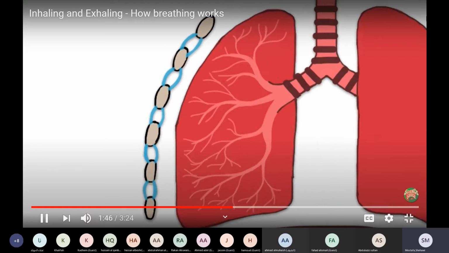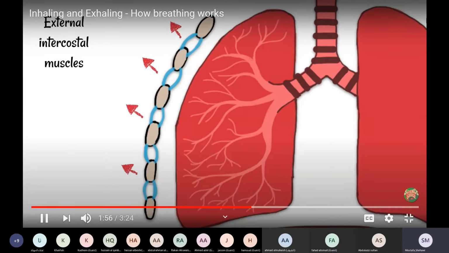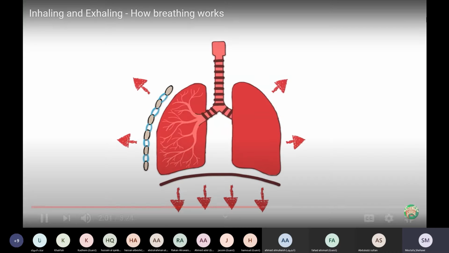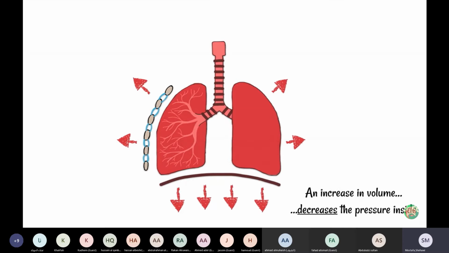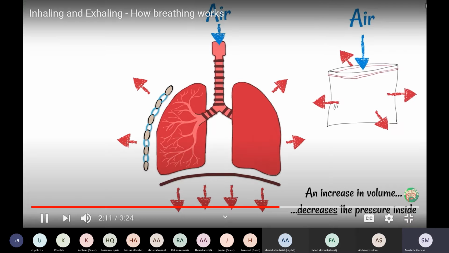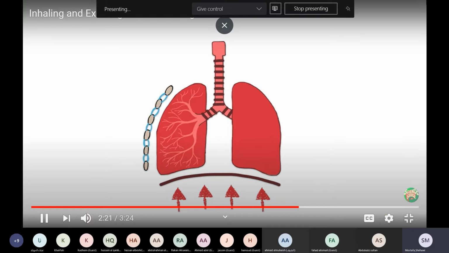Next, let's think about the muscles that are attached to your rib cage. The external intercostal muscles are going to contract, and this will pull your rib cage upwards and outwards. So altogether, these movements will create an increase in volume. An increase in volume decreases the pressure inside, and just like the food bag example, this causes air to enter the lungs.